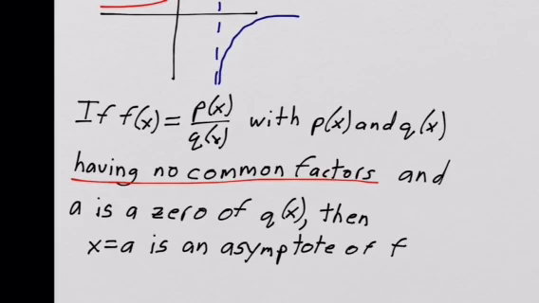So an example here would be the function f of x equals x plus 3 over x squared minus 9. So the first thing that we're going to want to do with this is factor both the numerator and denominator if it's applicable. We can't factor the numerator here, but we can factor the denominator.